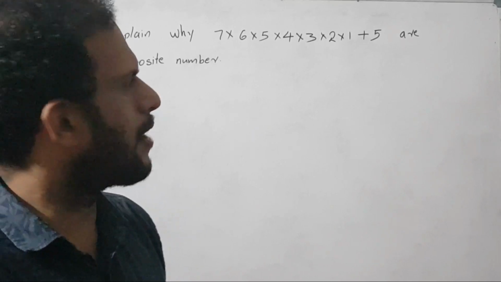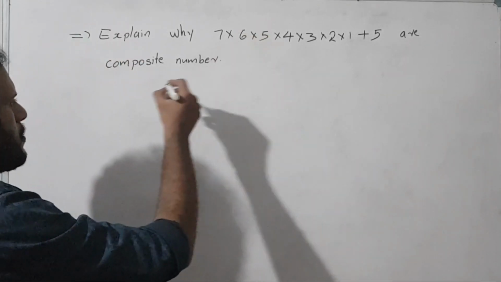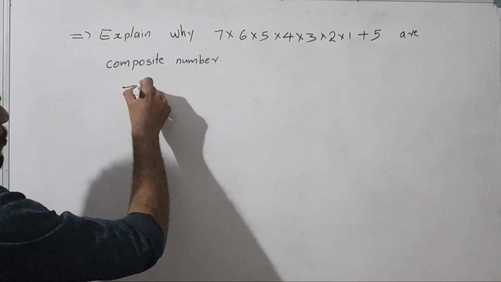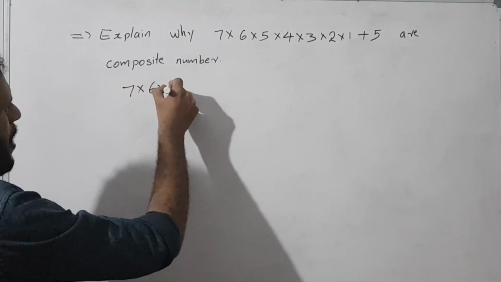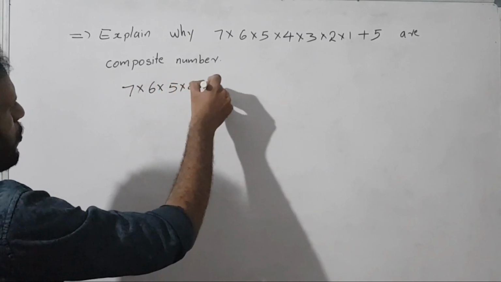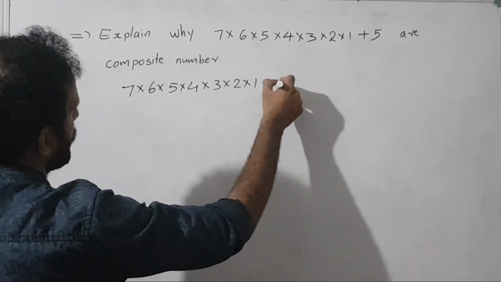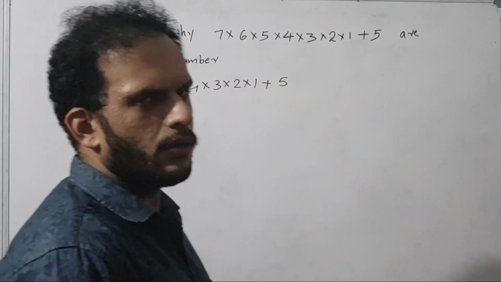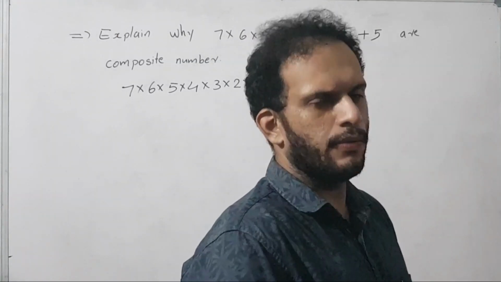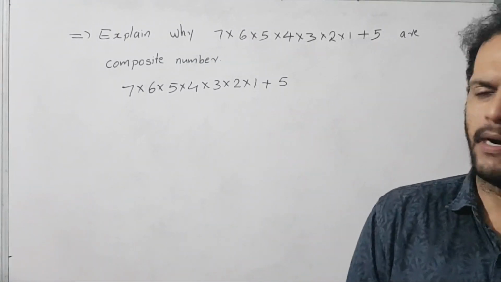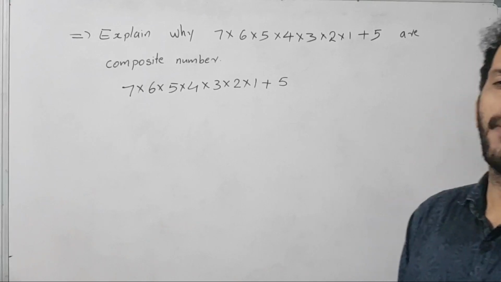So, okay. We started like this. First, we start with the numbers. What are the numbers? 7 into 6 into 5 into 4 into 3 into 2 into 1 plus 5. Here, we are not doing the direct multiplication. Here, we have two numbers.